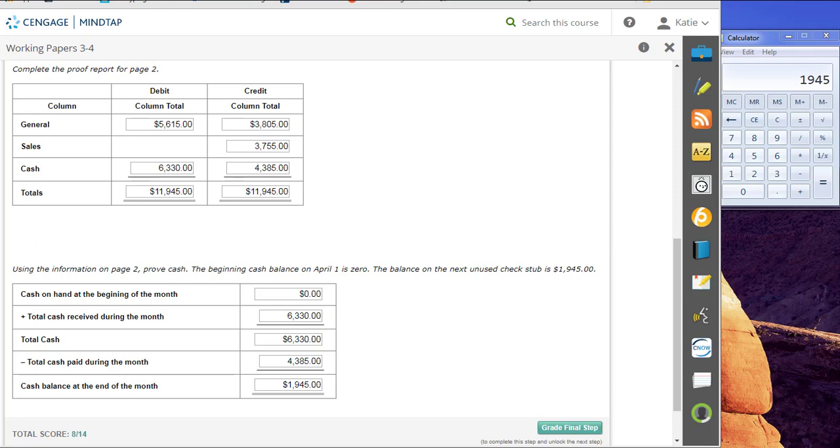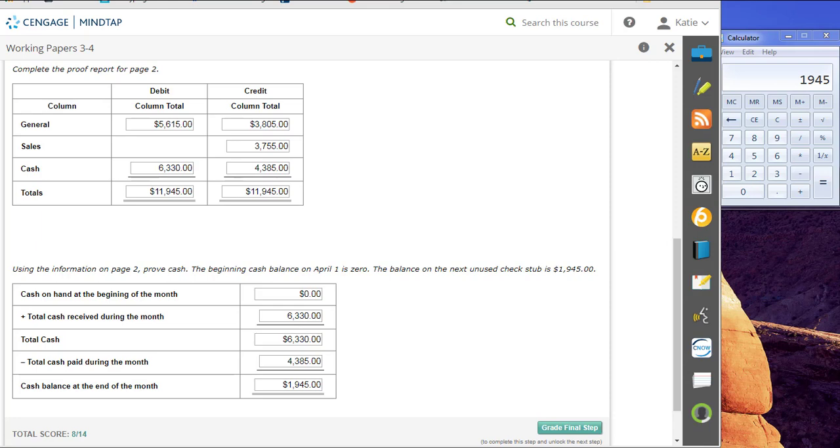Then I say to myself, self, does that equal the amount on my next unused check stub? And you're like, well, I don't know. What does it say in our directions? Right here, it says our balance on our next unused check stub was $1,945. So our math equals this math, which gives us a smiley happy face because that means our accounting came out.